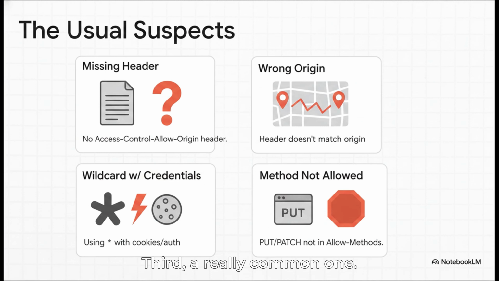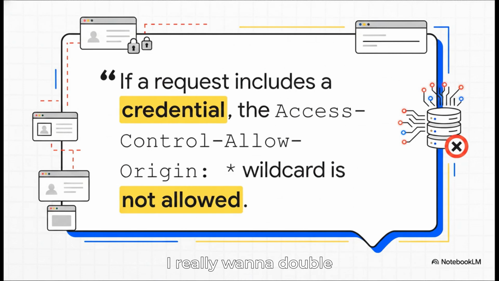Third, a really common one: the server is sending a wildcard, star, to allow anyone, but your request is also sending credentials like a cookie. And fourth, the preflight fails because the server hasn't explicitly said that it allows the HTTP method you're trying to use, like PUT.